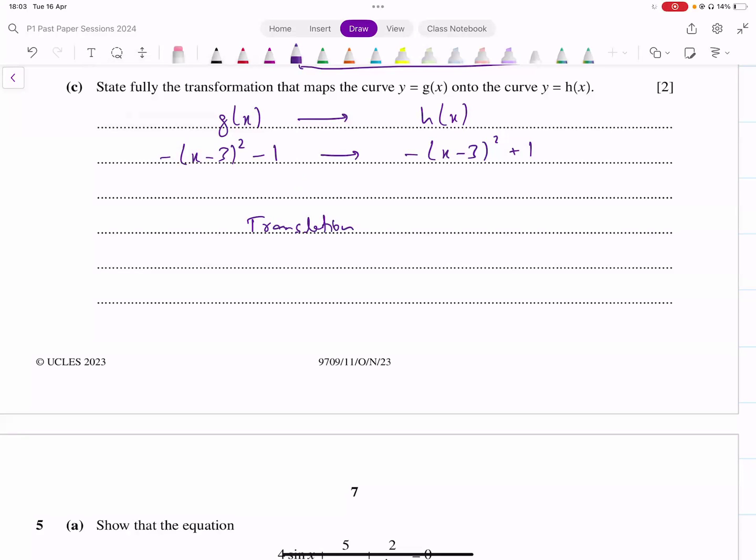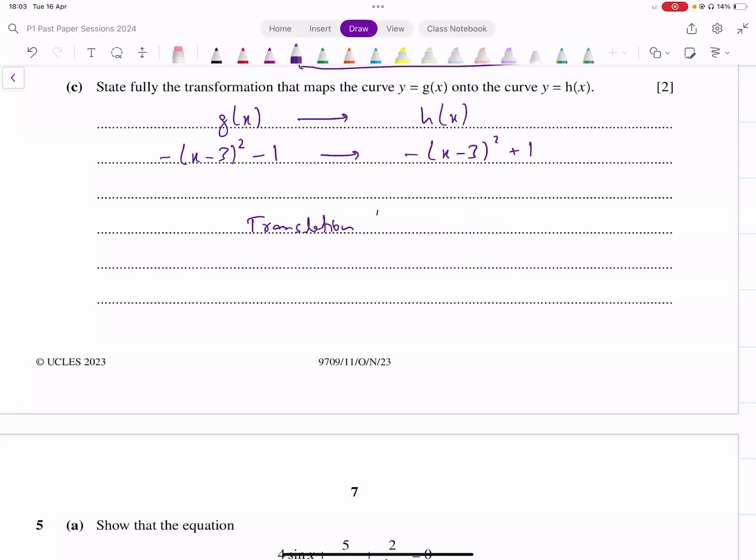Remember, in translation, it's necessary for you to write down the vector. If you're doing old past papers, until a couple of years back, they used to allow you to write down that the graph is going 2 units up. They do not allow that anymore. You have to write down the vector. Writing down the vector is important, and that's necessary.